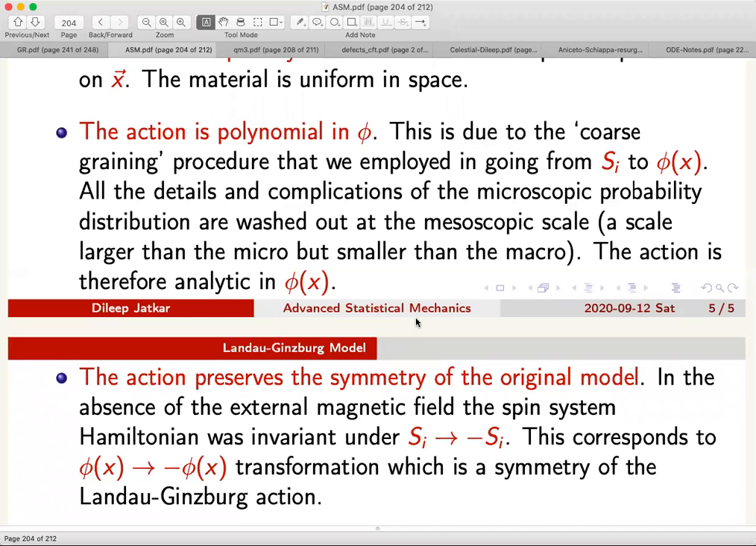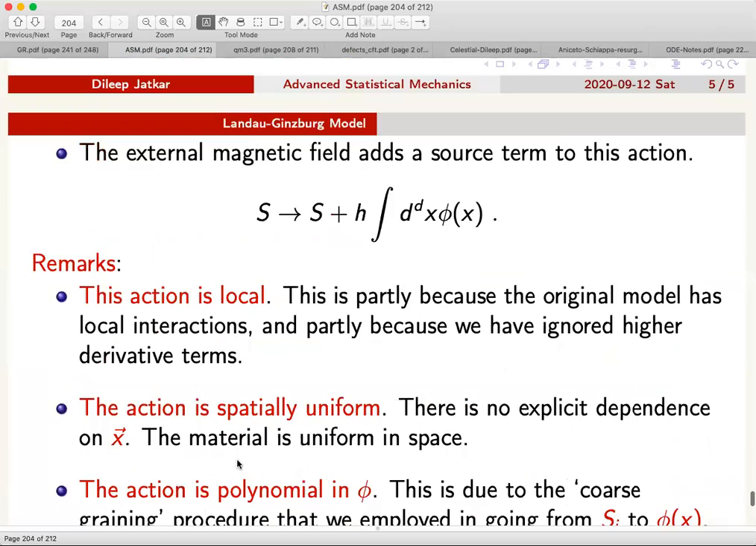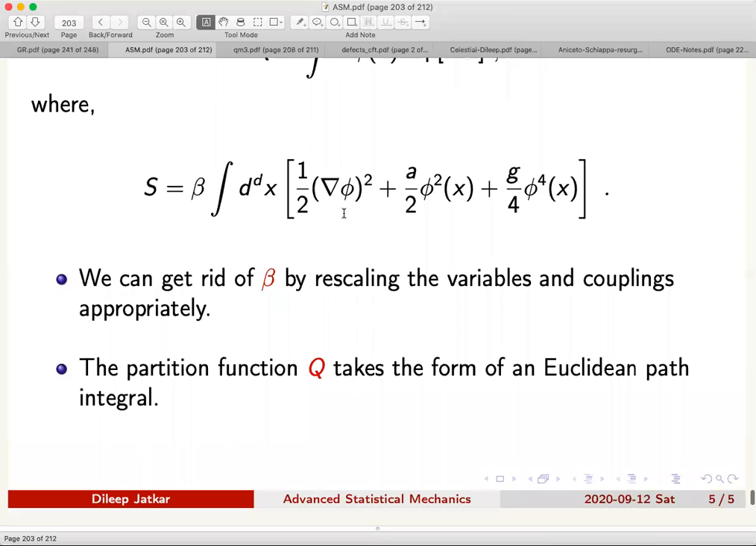The next thing that we have in our model is that the action that we have written down preserves the symmetries of the original model. Remember, the original model had a symmetry that if you set the external magnetic field to 0, then in the spin system, the Hamiltonian was invariant if you swap the spin values from whatever it was to minus of that, SI going to minus SI. That is simply because we had a term which was J SI times Sj with i, j nearest neighbors. This corresponds to the phi going to minus phi symmetry in the Landau-Ginsburg action, and if you go back and look at the action, it is actually invariant under phi going to minus phi. So the important symmetry of the spin system is actually preserved by this action.